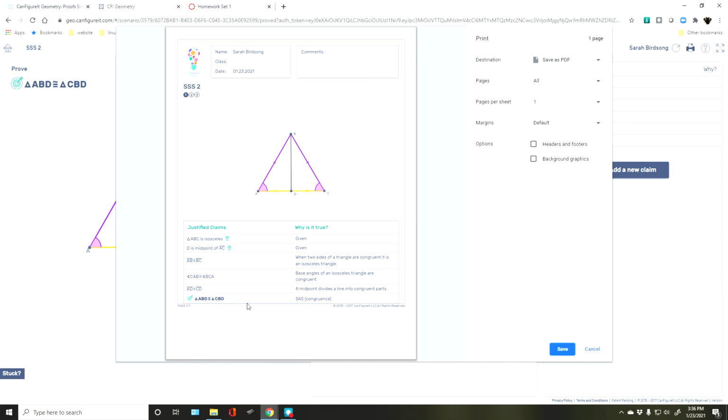Okay? And at this point, you can then hit save. You got a PDF, and don't forget to upload that with whichever homework it was associated with. And that's it in terms of the crash course.